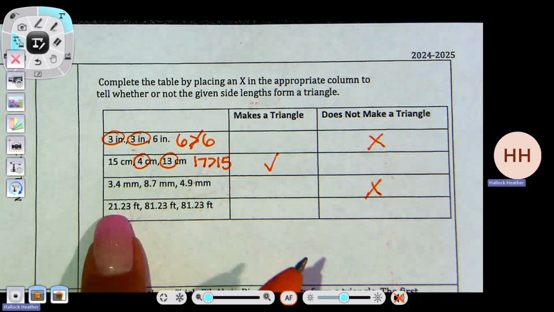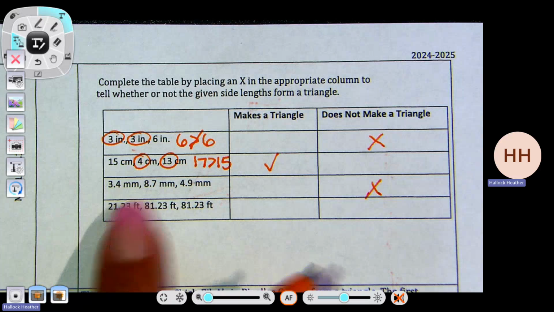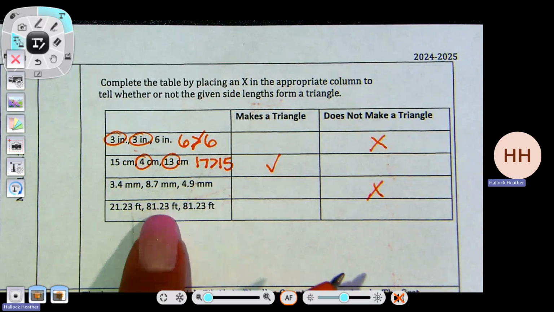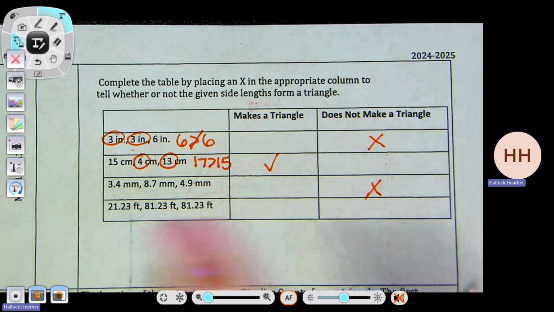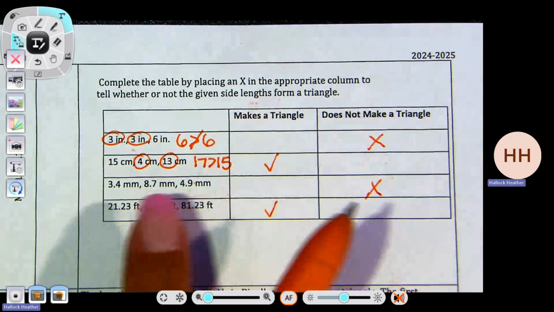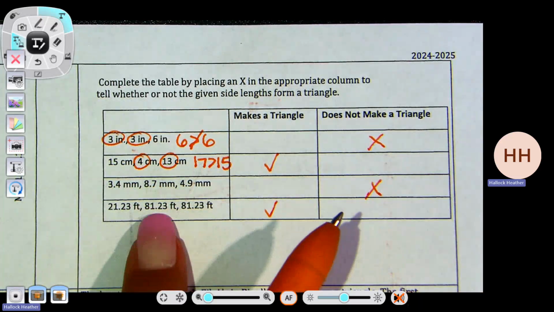And then the last one, 21.23 plus one of the smallest, they're both the same. So I'm going to add it to the first one, 81.23. If I add those together, that is greater than the third automatically because no matter what, they're the same. So I'm adding something to the other one.